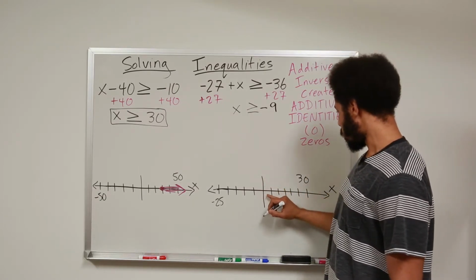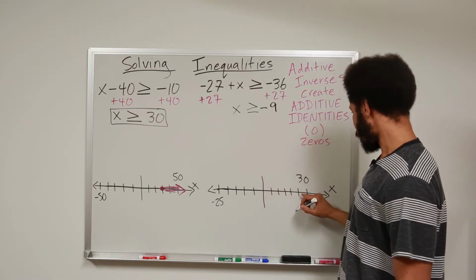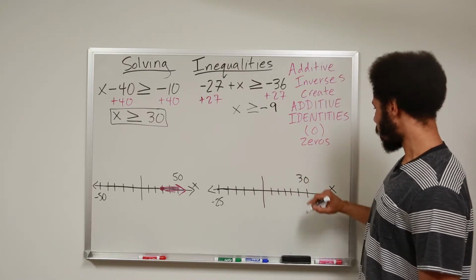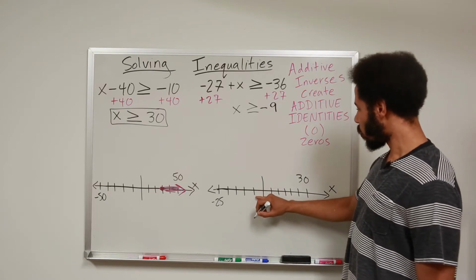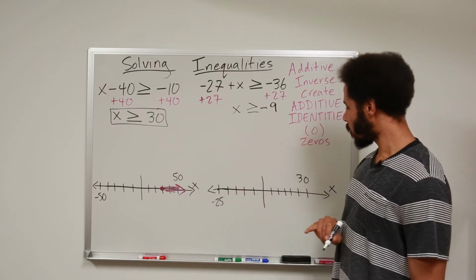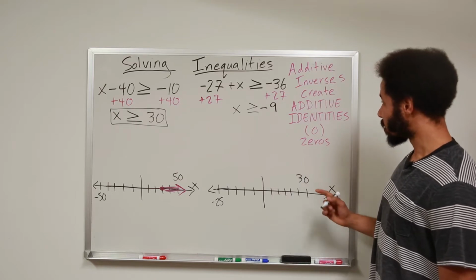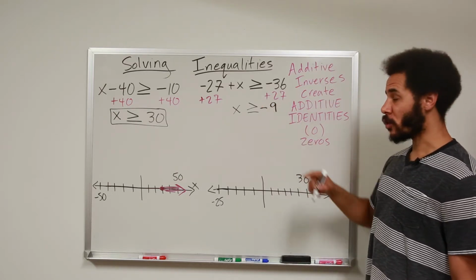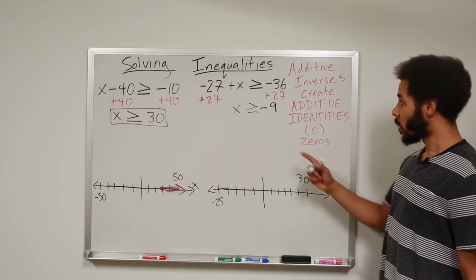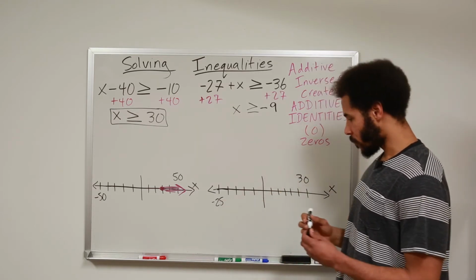Let's see what we're going by here. 1, 2, 3, 4, 5, 6 to make 30. That means these must be going by 5s. 1, 2, 3, 4, 5 to make negative 25. Sometimes the number line you're given doesn't give you an exact value you're looking for, so you have to estimate a little bit. Negative 9 is behind 0.